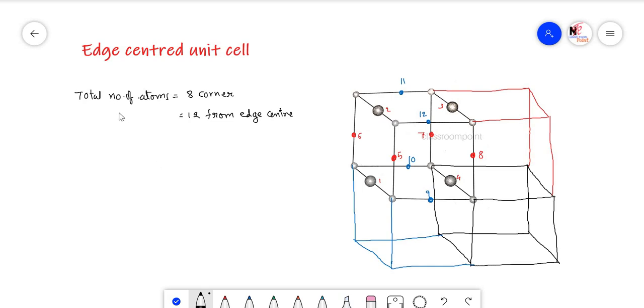In this, we know that contribution of the corner atoms is 1/8. Share from corner atoms is equal to 8 into 1/8 equals 1. Share from edge centers.